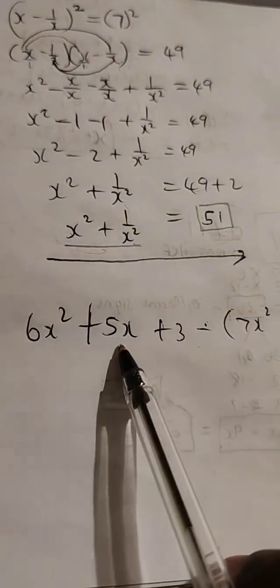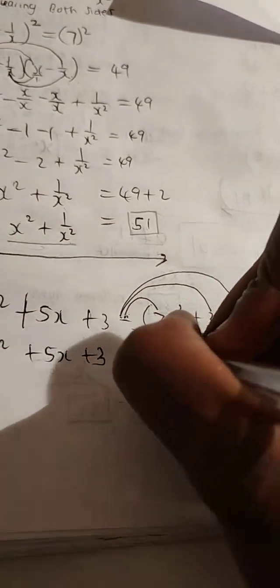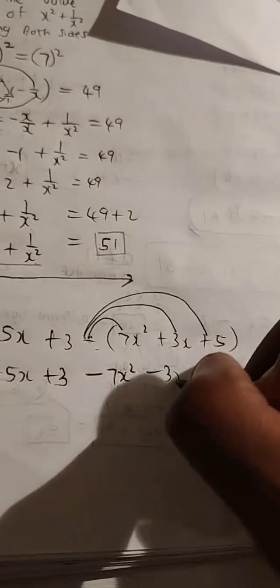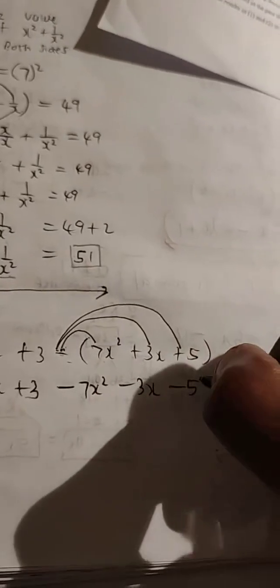All you do is you take this negative sign, because you see this 6x squared plus 5x plus 3. The negative sign needs to be distributed inside the bracket. So you are going to multiply that negative sign inside that bracket. Negative times a positive, negative 7x squared. Negative times a positive, negative 3x. And then a negative times a positive, negative 5.